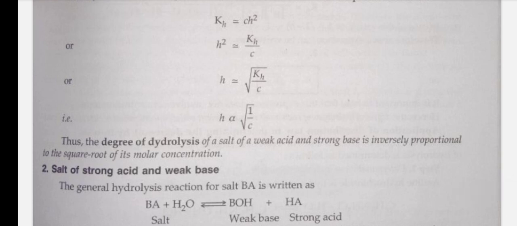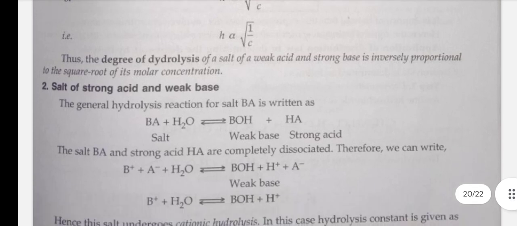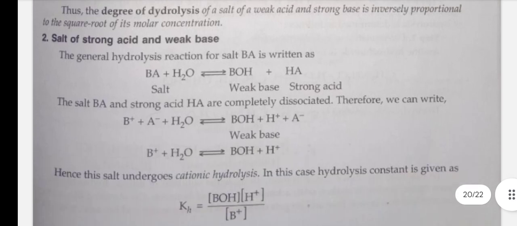Thus, the degree of hydrolysis of a salt of a weak acid and strong base is inversely proportional to the square root of its molar concentration. Salt of strong acid and weak base.